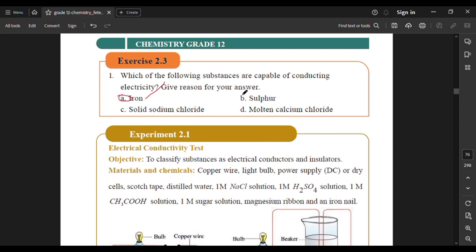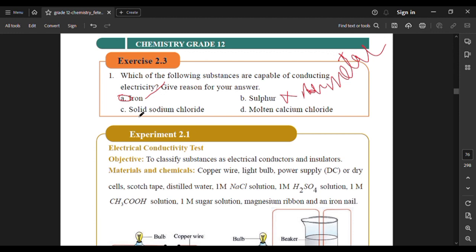And the other one is sulfur. Sulfur does not conduct electricity, because it is a non-metal. Sulfur is a non-metal, so it does not conduct electricity.